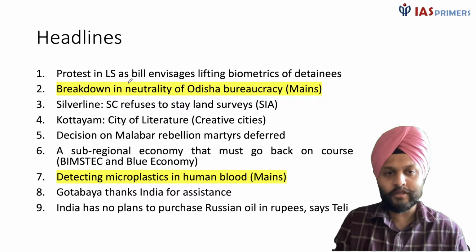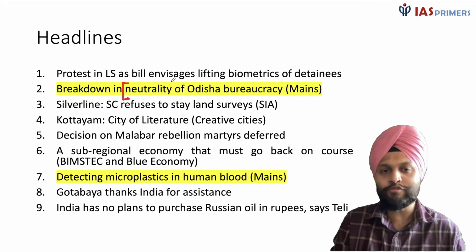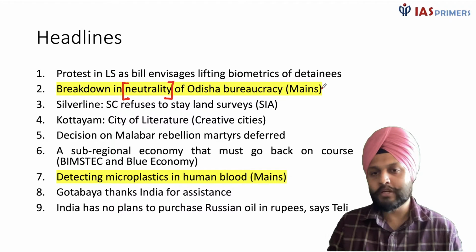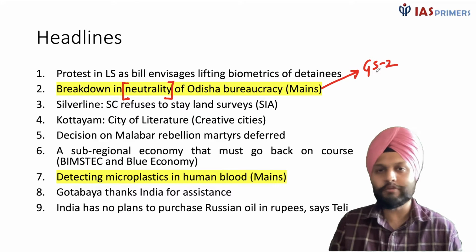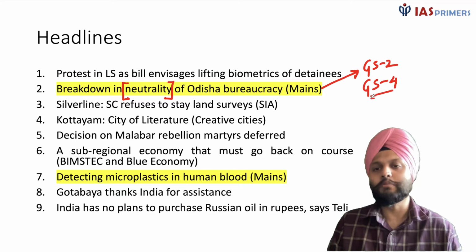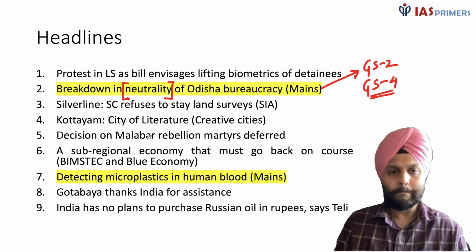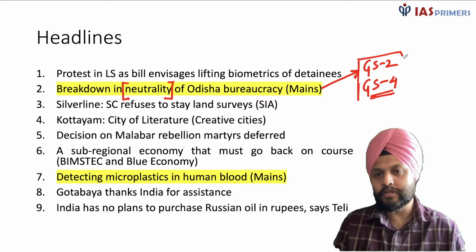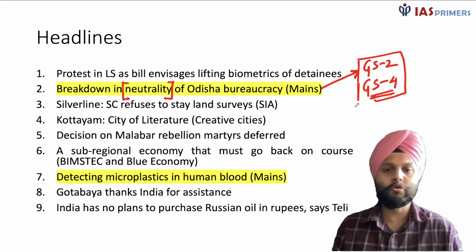So the first one is about the need for neutrality in bureaucracy. This is a topic that I believe is very important, especially for GS2, the governance component, or in ethics also we have governance, so ethics in governance, GS4. And there is hardly any distinction these days between the questions asked in the GS4 governance component and GS2.